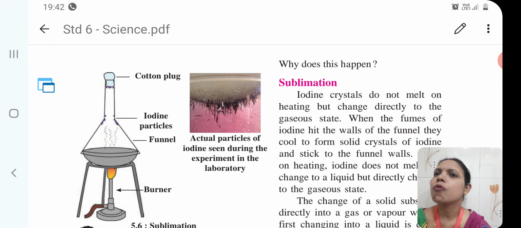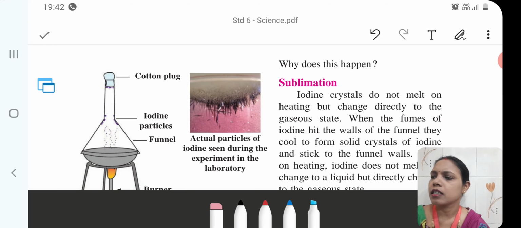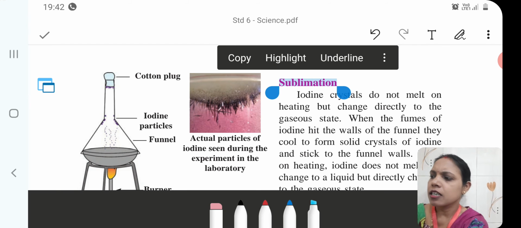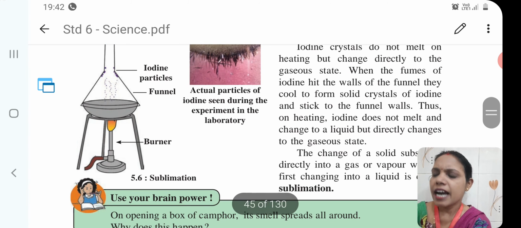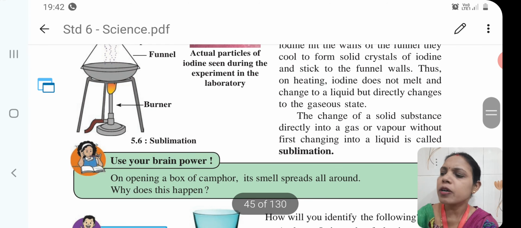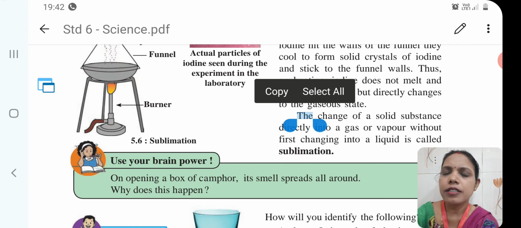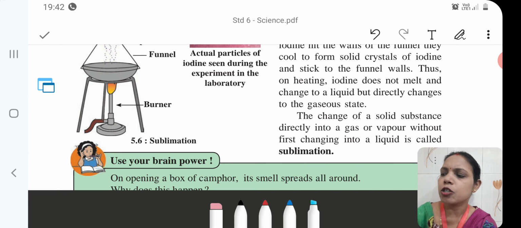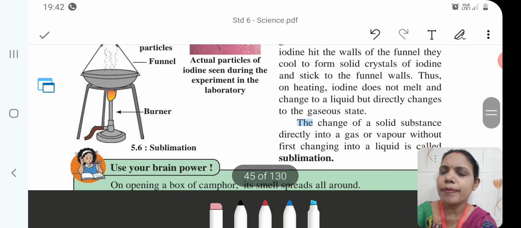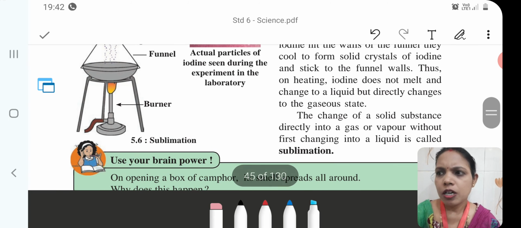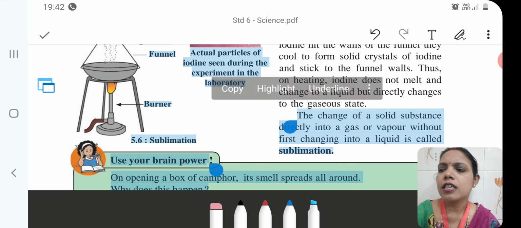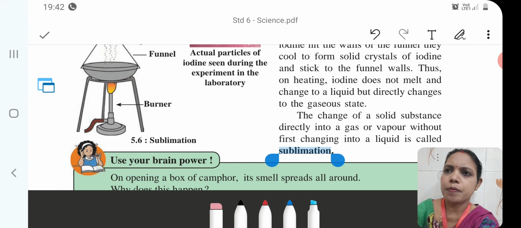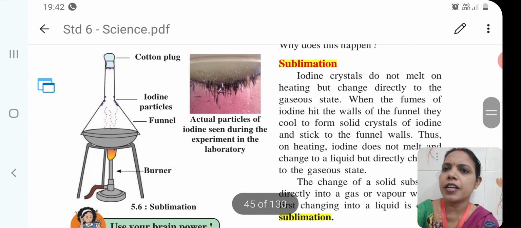So children, what do you mean by sublimation? The change of a solid substance directly into a gas or vapor without first changing into a liquid is called sublimation. Related to this sublimation, children, we will see one experiment. Here, a picture is given related to this experiment.